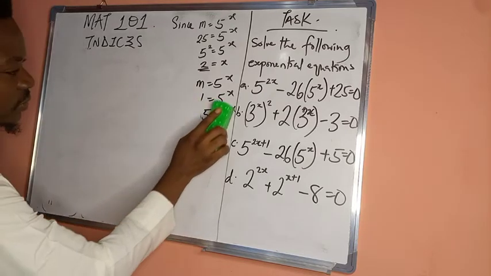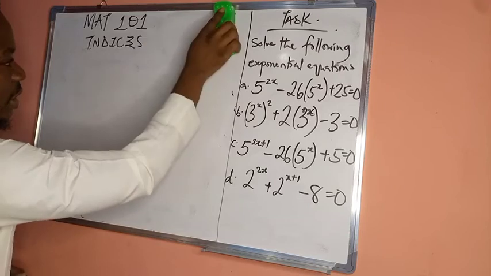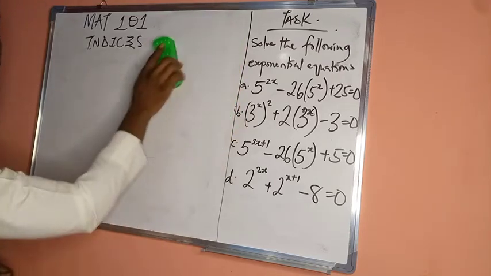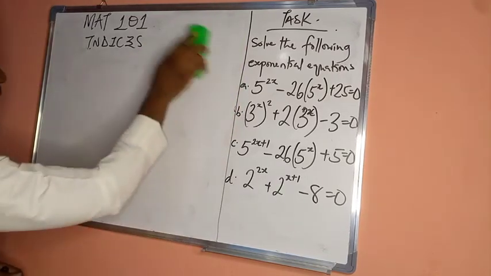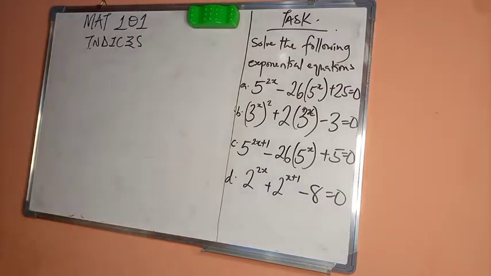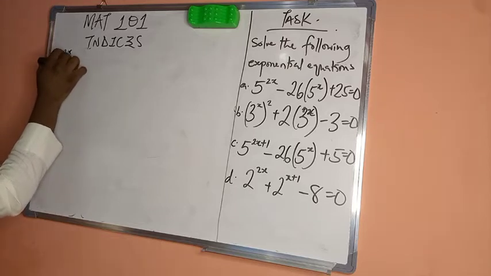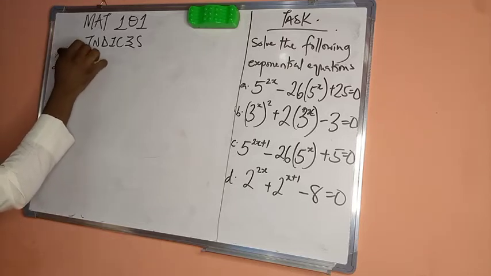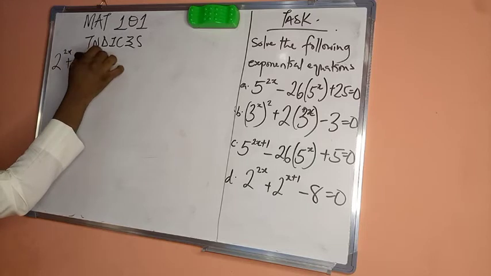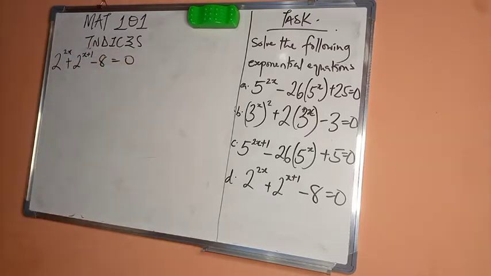Let's solve the next one. I'm going to divide this board into two so that you can do this better. The next one, we have 2 raised to power 2x plus 2 raised to power x plus 1 minus 8 equals 0. We simplify this. How do we do that?